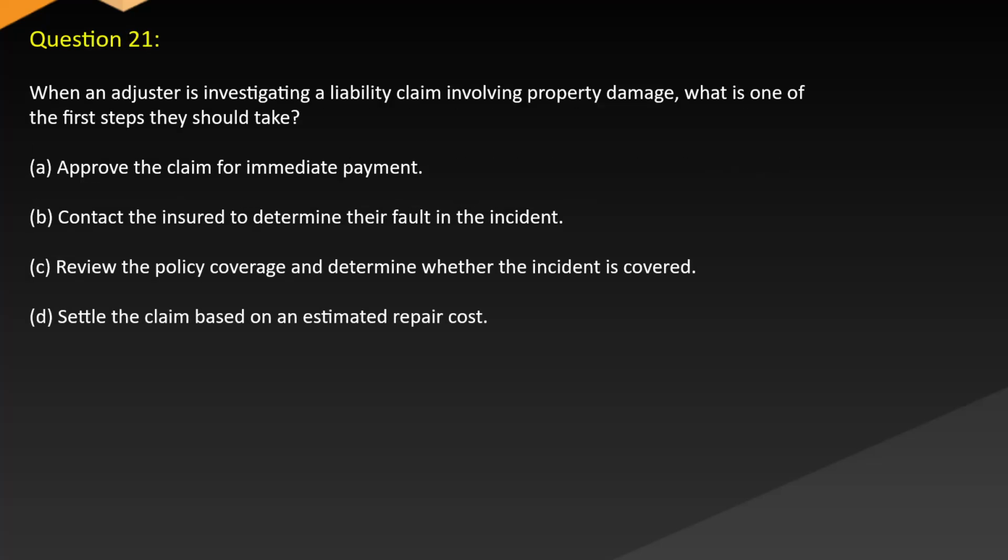Question 21. When an adjuster is investigating a liability claim involving property damage, what is one of the first steps they should take? A. Approve the claim for immediate payment. B. Contact the insured to determine their fault in the incident. C. Review the policy coverage and determine whether the incident is covered. D. Settle the claim based on an estimated repair cost.